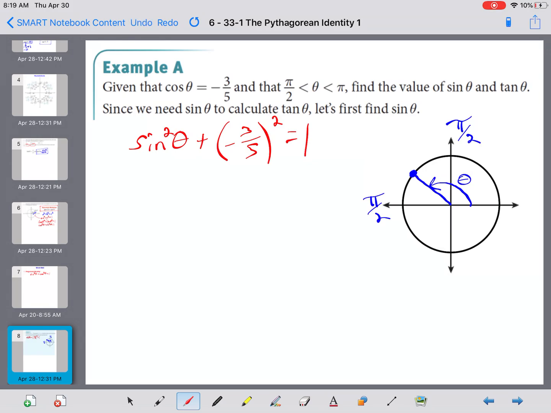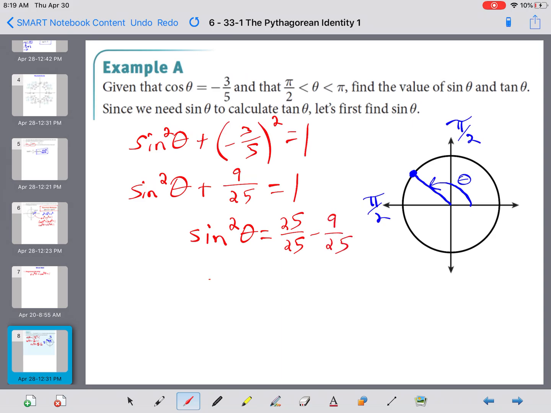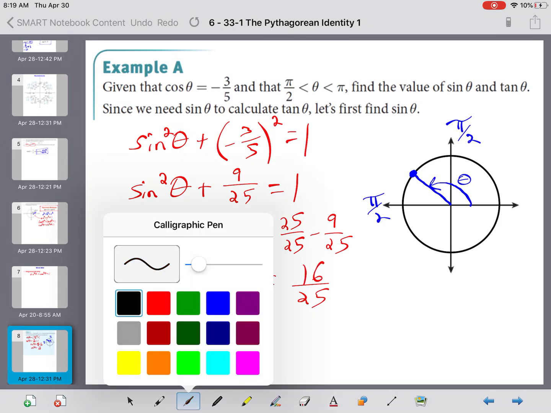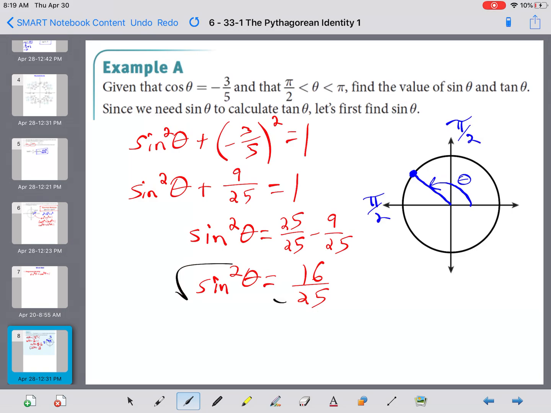Remember, theta is just the Greek letter we use to represent angles in trigonometry. So if I clean this up a little bit, sine squared of theta plus negative 3/5 squared. If I square the top, I get 9. If I square the bottom, I get 25. The negative is irrelevant because I squared it. If I subtract 9/25 over, I'm going to make 1 into 25 over 25 right away because I know I need common denominators. So then I get sine squared of theta equals, up top, remember, when you have common denominators, the denominator stays the same. You just subtract the numerators, so I get positive 16.